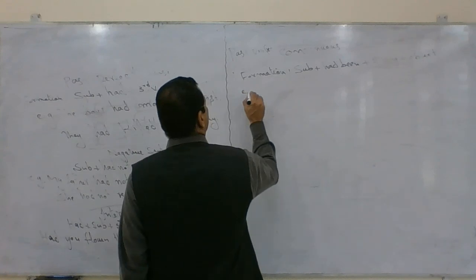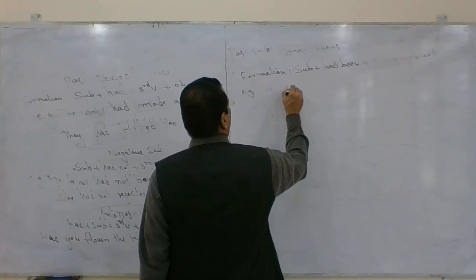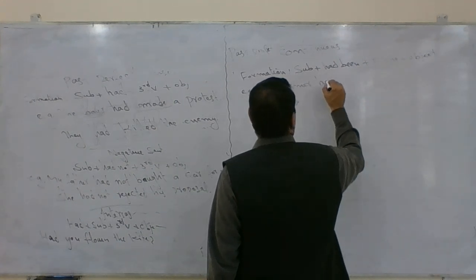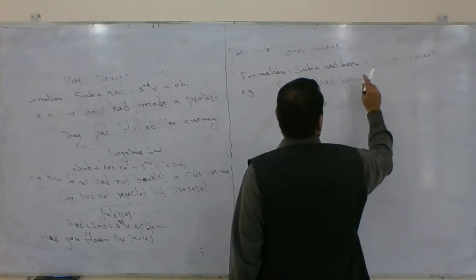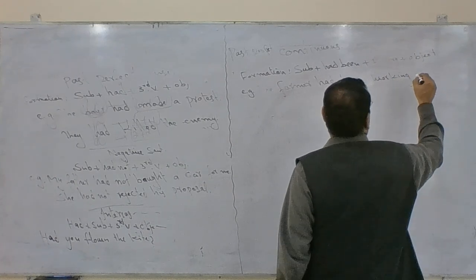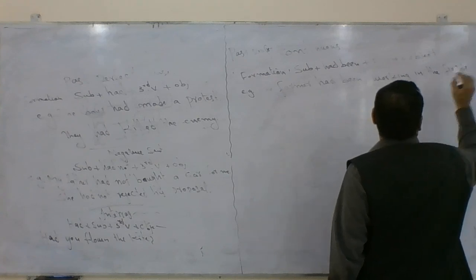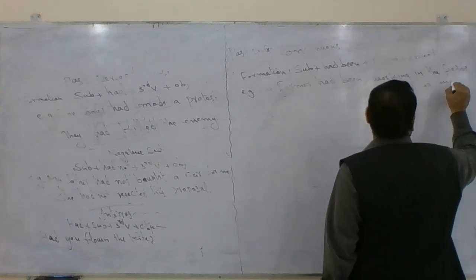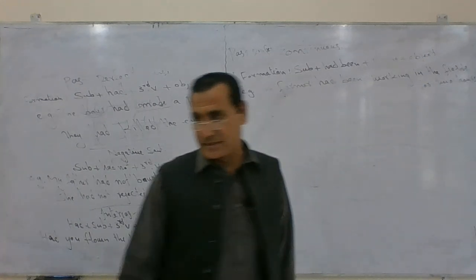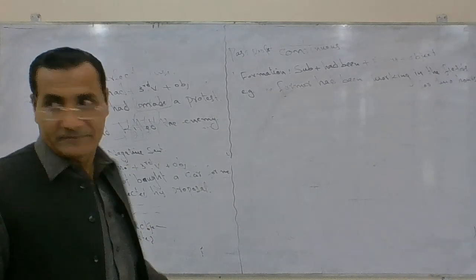For example, the farmer had been working in the field for 2 hours. Any time expression must be there in this case, time expression. And you already know about that time expression.